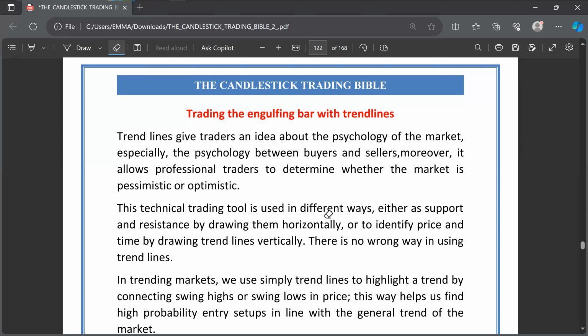Now, this technical trading tool is used in different ways, either as support and resistance by drawing them horizontally, or to identify price and time by drawing trend lines vertically. There's no wrong way in using trend lines. So there's no special way. Now, we have created trend lines already, so if you don't know what trend lines are, I would suggest you go back to what trend lines are. You have to have an idea of what trend lines are, how they are drawn, and where they are drawn, so that you can actually trade them. So that is what we are doing.